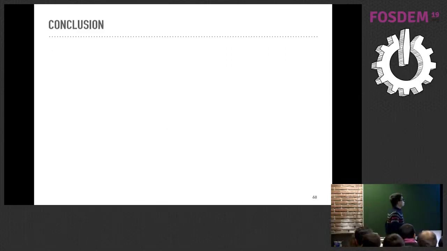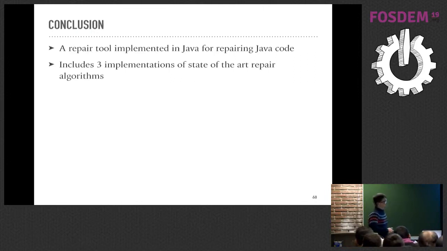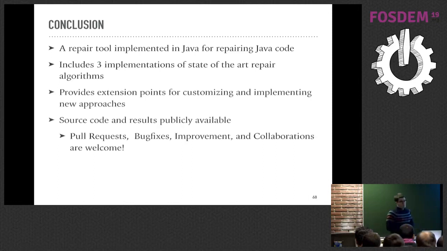So, conclusions. I have presented a repair framework for repairing Java code, and it's implemented in Java. It includes 3 repair algorithms that were presented by the research community. We also provide some extension points for creating new approaches. The source code is available, so if you have any questions, bug fixes, improvements or collaborations, don't hesitate to contact us. Okay?